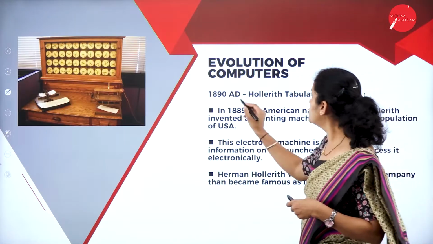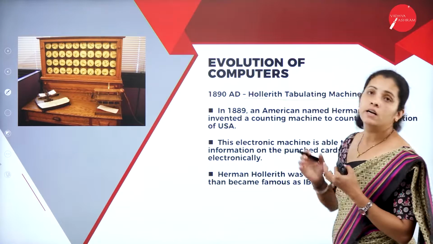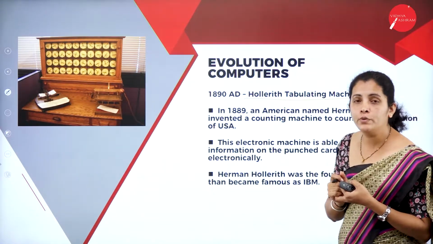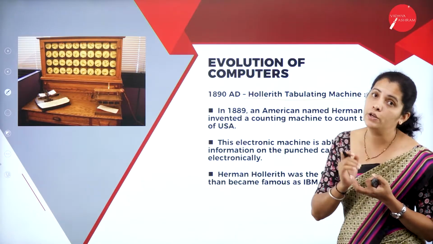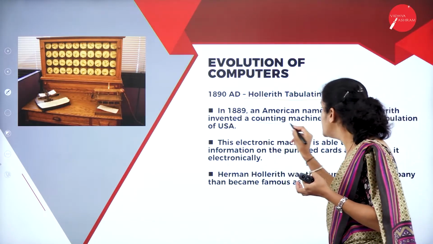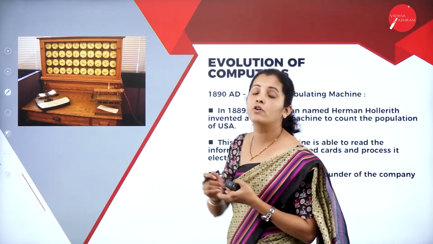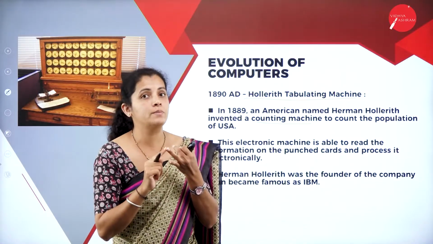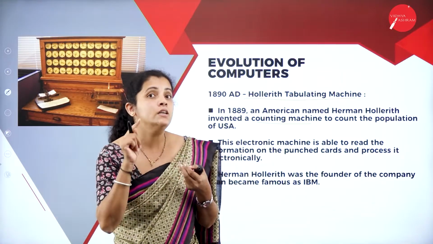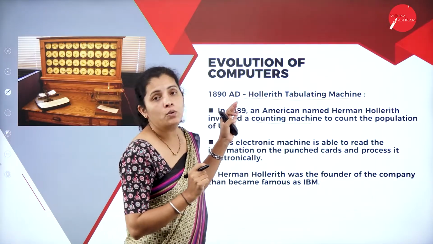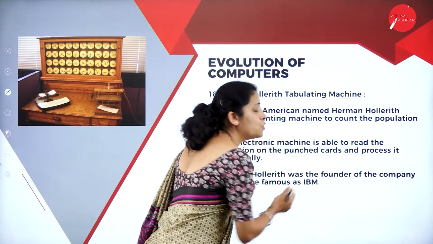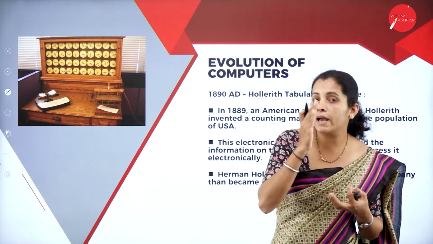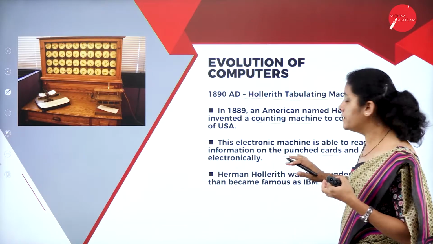Moving further, next we are going to have the Hollerith tabulating machine. This is the first electronic computing device, and it is mainly used as a computing machine for performing some of the basic operations like addition, subtraction, multiplication and division. At that time we had punch cards. Here the punch cards are used as an input device. So this is an example of an input device.